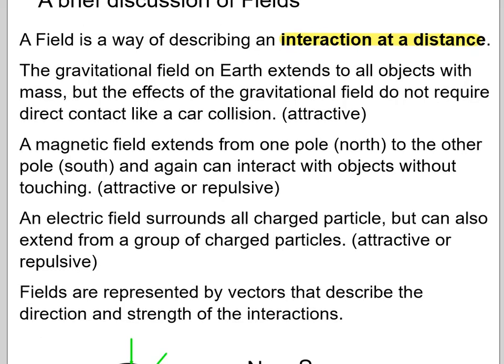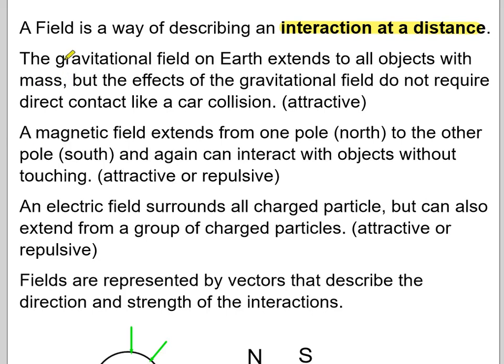Okay, so you are most familiar with the gravitational field, probably. At least that's the one you're most aware of. So the gravitational field on Earth extends to all objects with mass, but the effects of the gravitational field do not require direct contact. So like a car collision, there would be two cars hitting, that's obviously contact, but the gravitational field is affecting everything whether you're touching it or not. Okay, and it is only attractive, and that's really important.